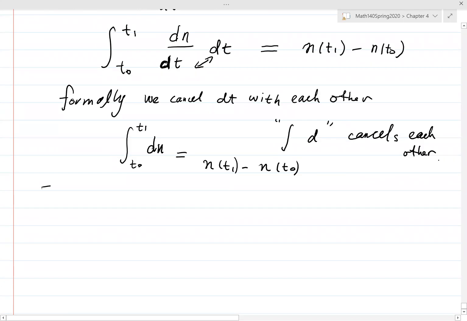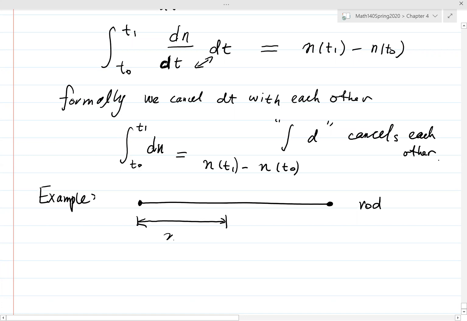Example. Okay, for instance, example. Suppose we have a rod, then the mass of the rod measured from the left side, its mass is m(x). Okay, is m(x).